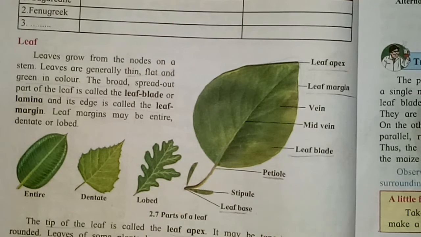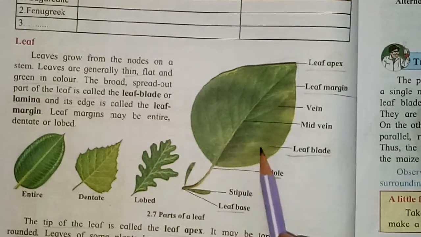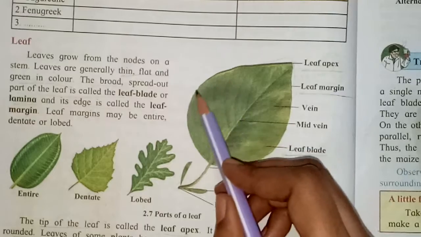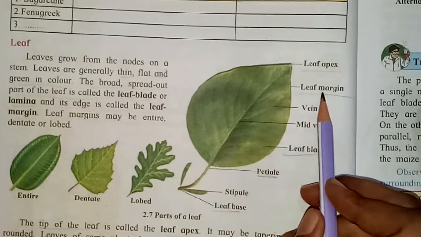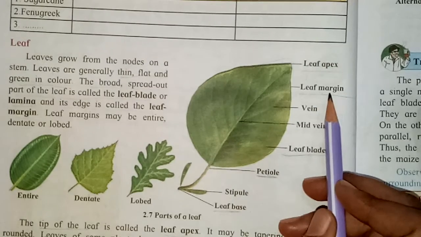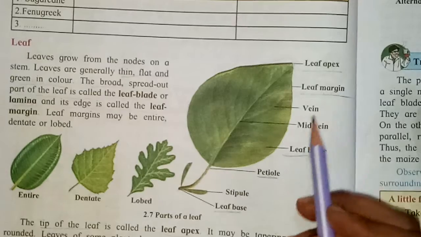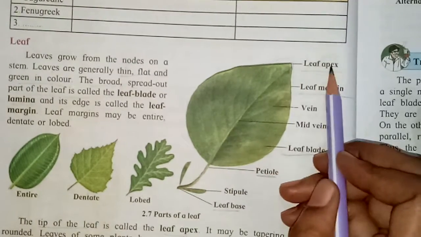Now also some more parts of leaves are shown here. As we have already seen what is leaf blade, this entire green body structure of the leaf is called the leaf blade, and the margin or the border of the leaf is called the leaf margin. And also the tip of the leaf is called the leaf apex.